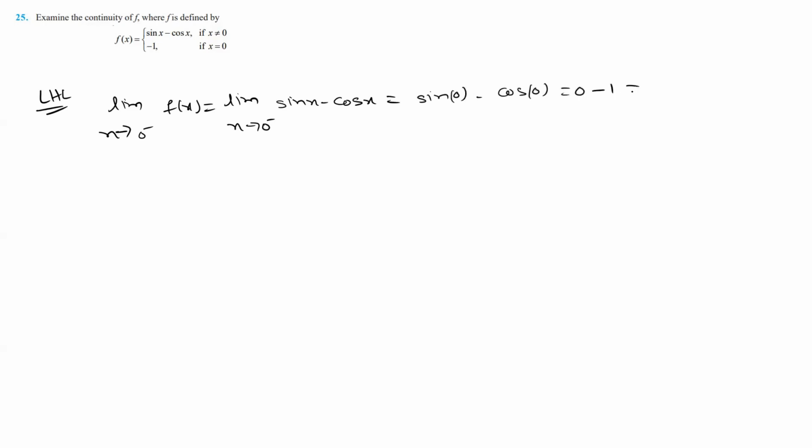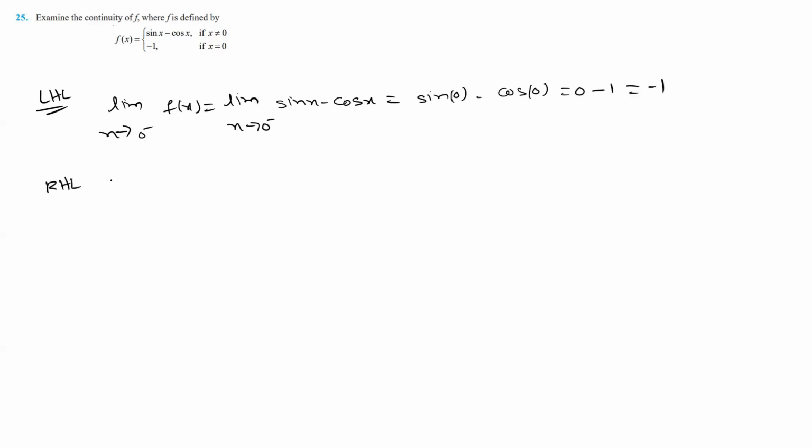Therefore, first we are taking LHL. So what will we get for LHL? Limit x tends to 0 minus of f of x. For 0 minus, you will get this function here, sin x minus cos x. So if you substitute 0, first we have sin 0 minus cos 0. Sin 0 is 0, cos 0 is 1. So 0 minus 1 is nothing but minus 1.